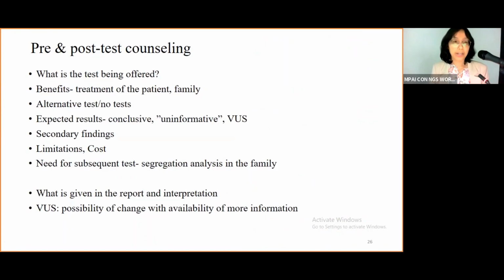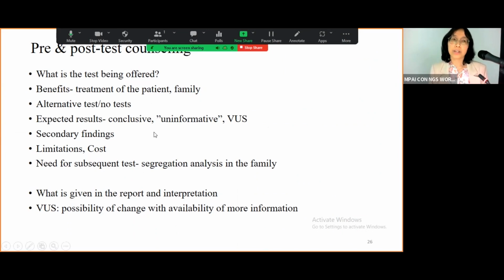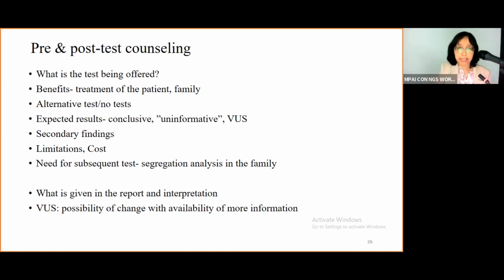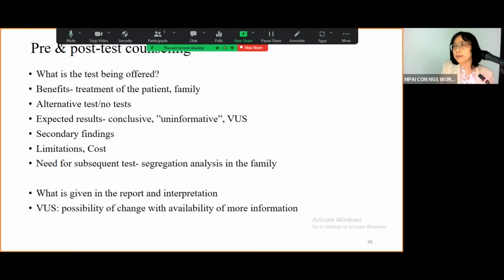So it's very important to discuss with the family what the test being offered is, what the benefits are, what the alternatives of doing testing or not testing at all are, what results could be expected, what a VUS is, what an uninformative exome is, etc. Then secondary findings, whether they want to know, so that they're better prepared when the results come, and limitations. Then there might be need for subsequent segregation testing in the family once the result comes. So you need to tell all these points to the family so that they have a better understanding and are prepared for it.